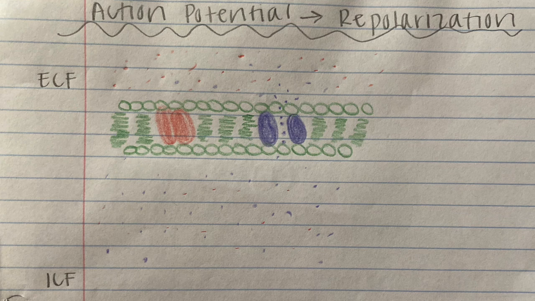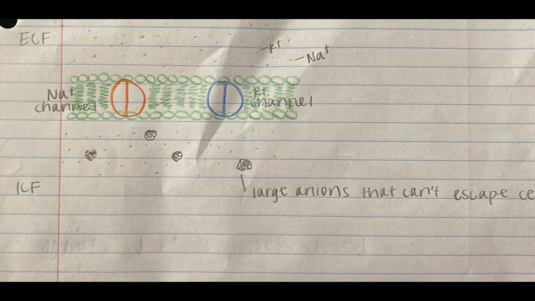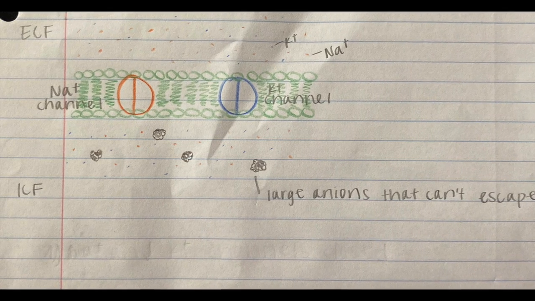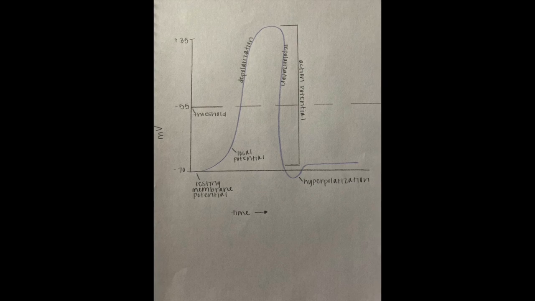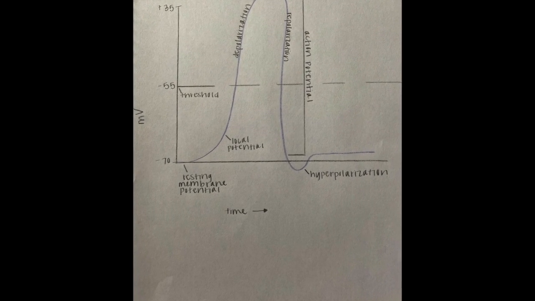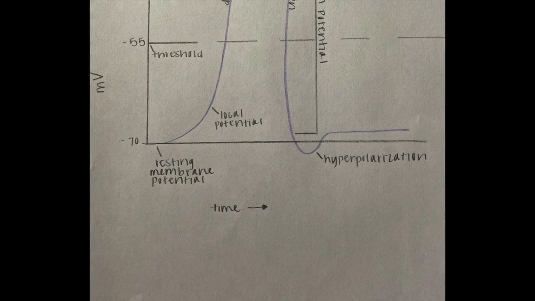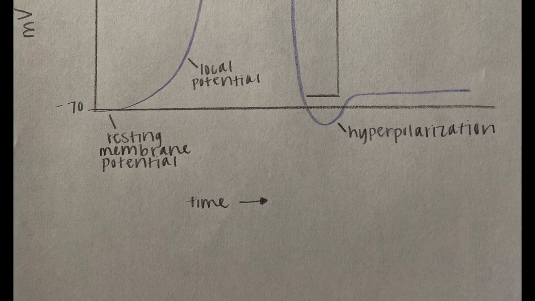Next, the sodium gates close and the potassium gates open, causing the potassium ions to rapidly diffuse from the ICF to the ECF. The membrane potential now rapidly repolarizes as the exiting cations cause the membrane potential to become more negative, eventually returning to negative 70 millivolts. Lastly, the potassium gates close, and now with both gates closed, the sodium and potassium pumps can return the cations to their original location. And here you have a graph that shows what I've explained earlier in the video about resting membrane potential, local potential, and action potential.